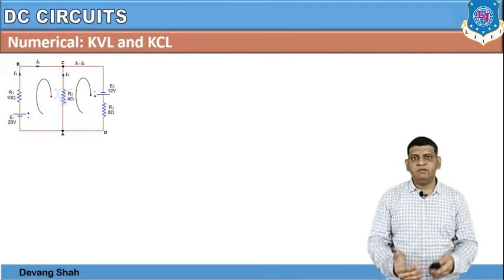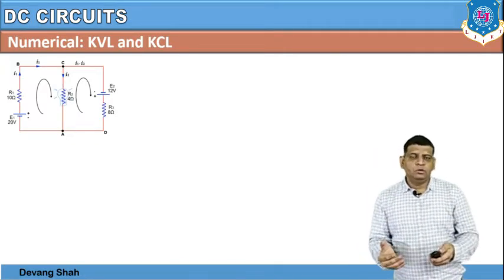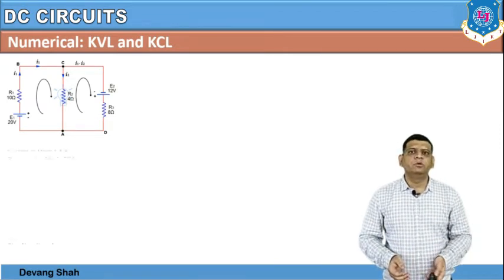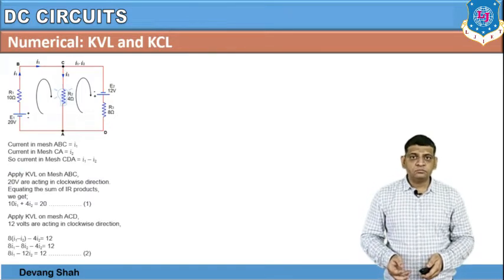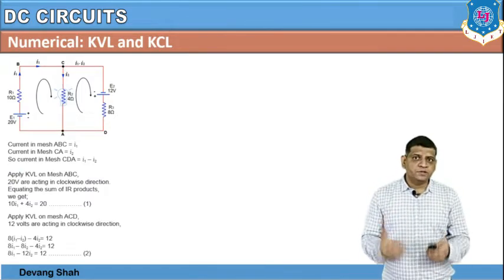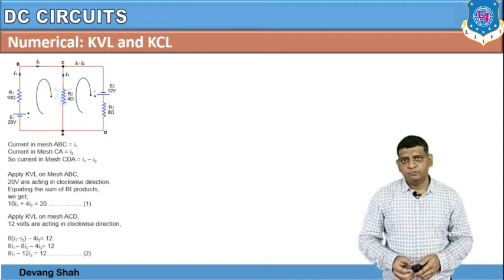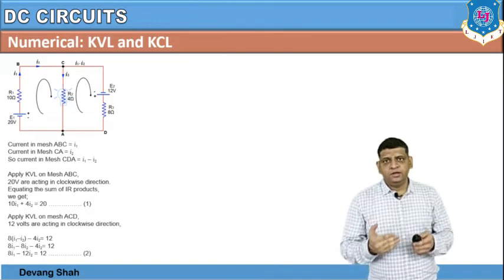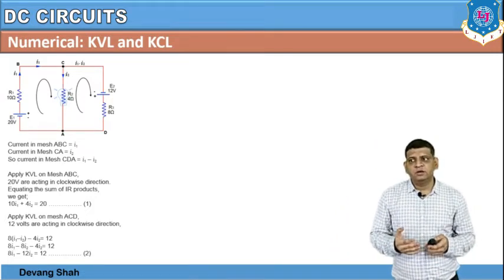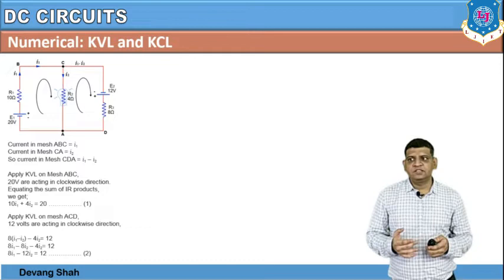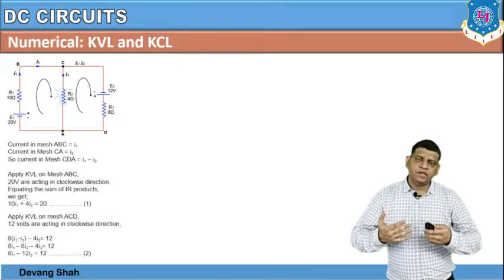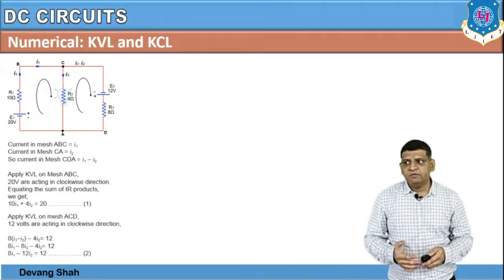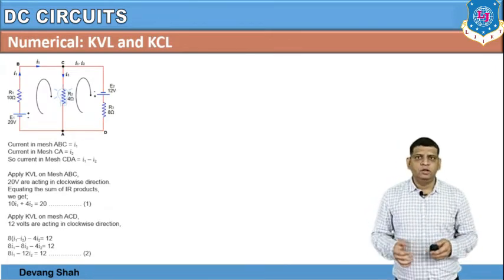Once you apply KVL and KCL, let us say you apply KVL in loop number 1. Based on this terminology, you find a specific equation for loop number 1 where you apply KVL. The equation is 10 I1 plus 4 I2 is equal to 20. In the same way, you apply KVL in loop number 2, and you find another equation, which is 8 I1 minus 12 I2 is equal to 12.